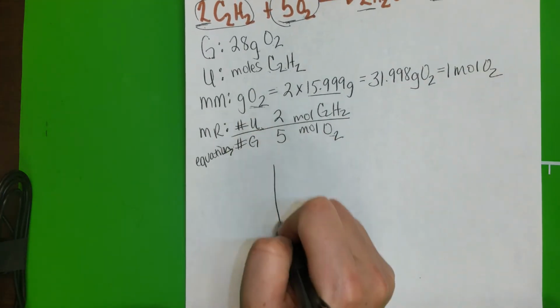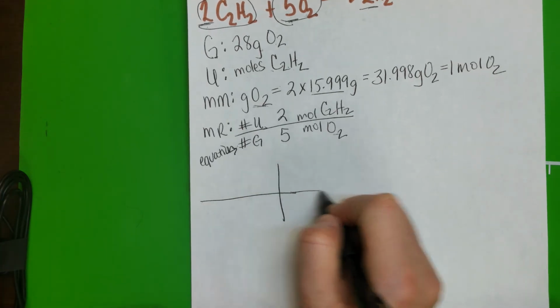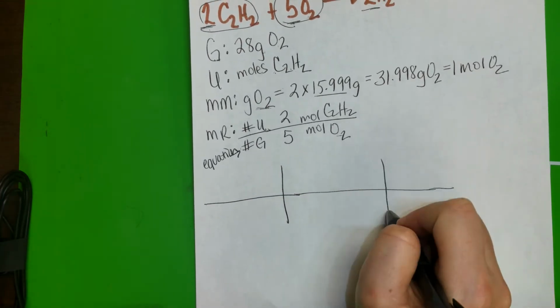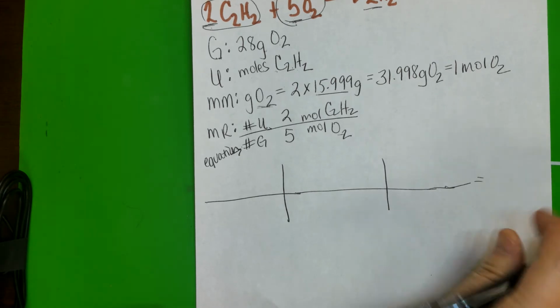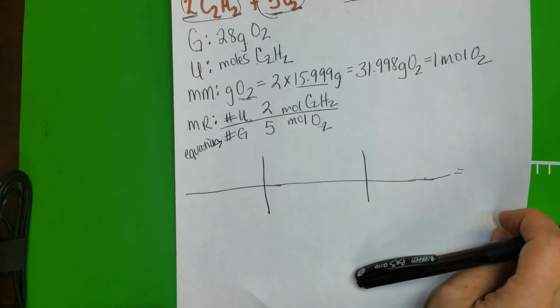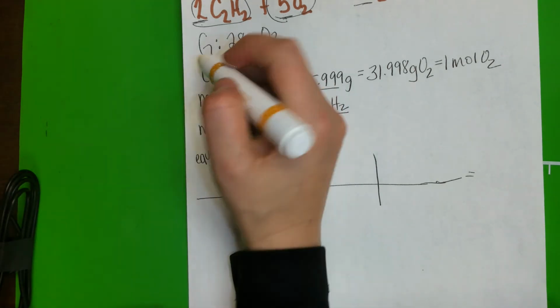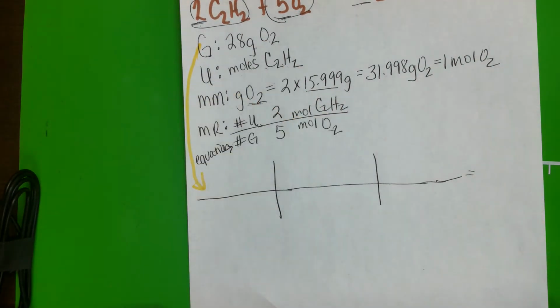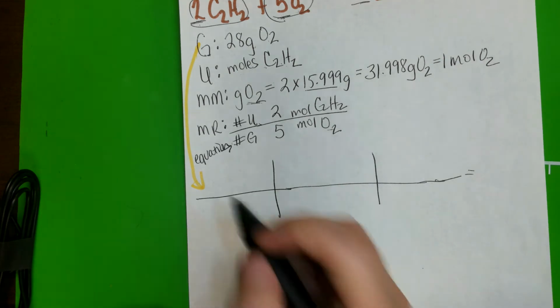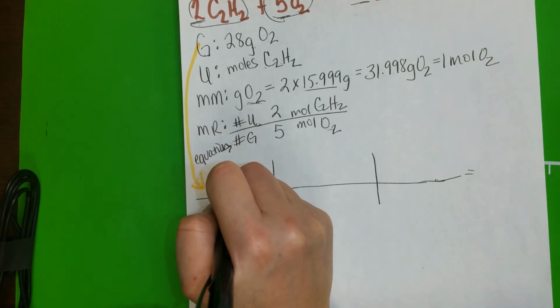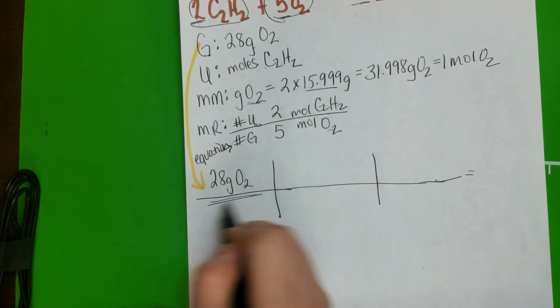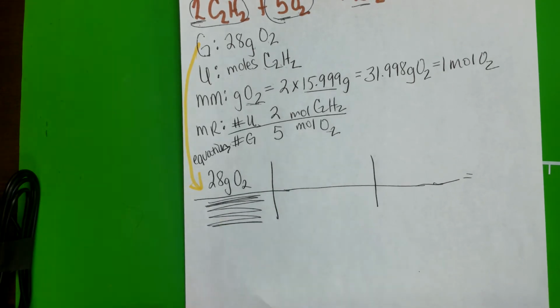So again, we're going to need space for the given, another one for the molar mass and the mole ratio. So you need two more columns. Okay, so now let's get started. Again, we always start with your given. The given will be 28 grams of oxygen. And again, there's nothing here, or you could just put a 1.